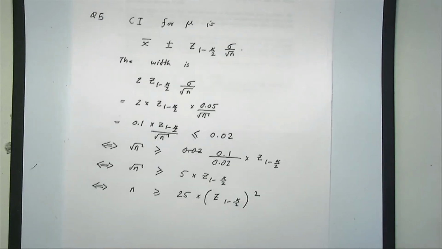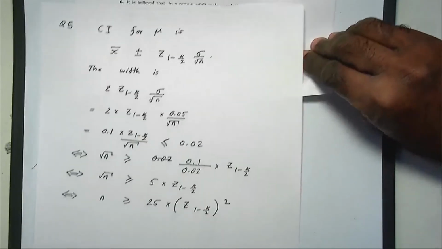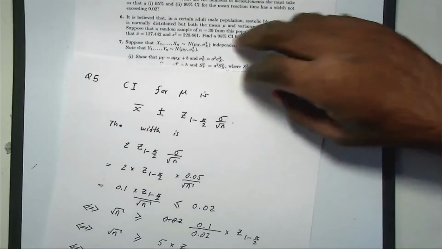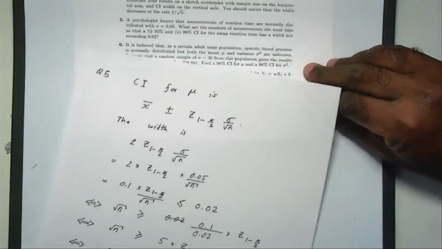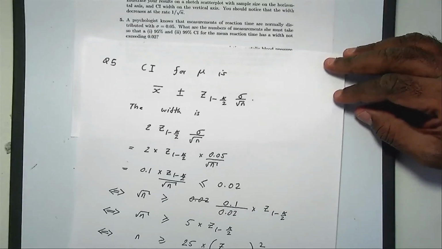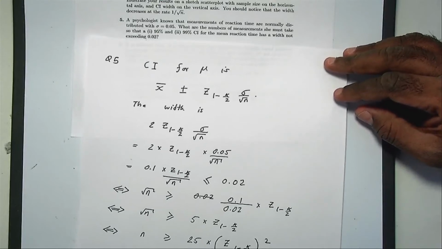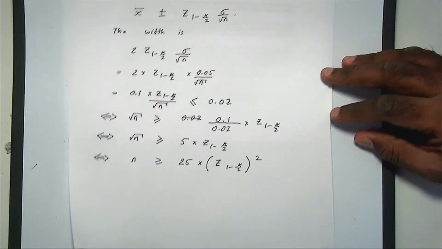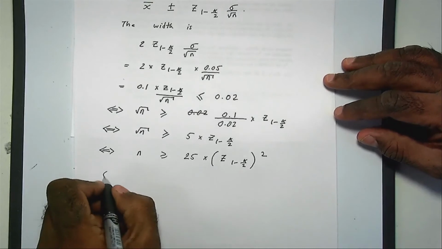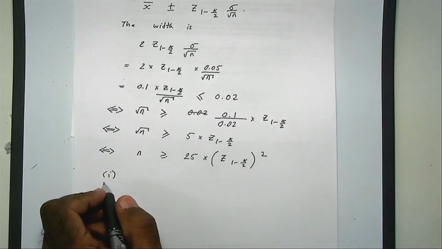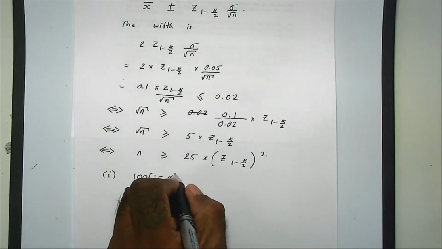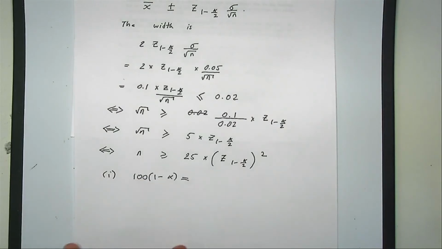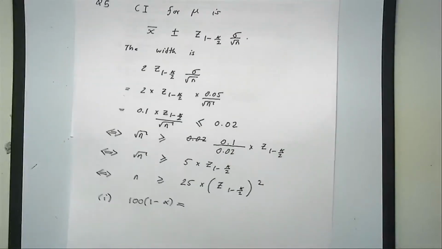Now we need to consider 2 cases. We need to consider the case where 100 times 1 minus alpha is 95%, and the case where 100 times 1 minus alpha is 99%. So let's consider the first case where 100 times 1 minus alpha is equal to 95%.